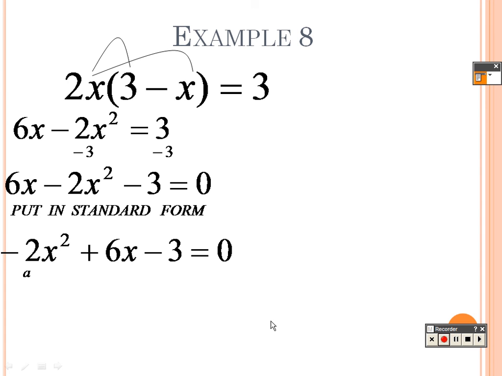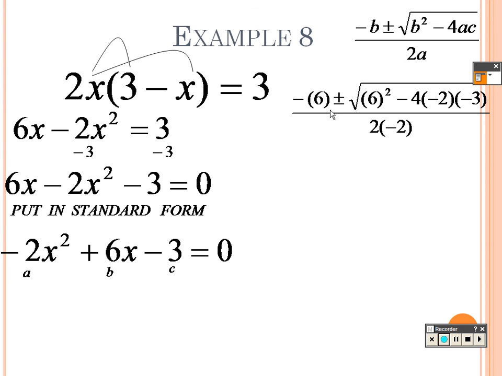That's your a, which is negative 2. My b is now 6. My c is a negative 3. So when I plug this in, my b is 6, so I put a 6 there and there. My a is negative 2, so I put a negative 2 there and there. And my c is negative 3. So all you're doing is substitution.